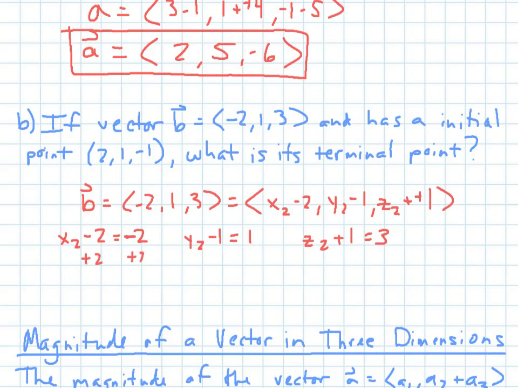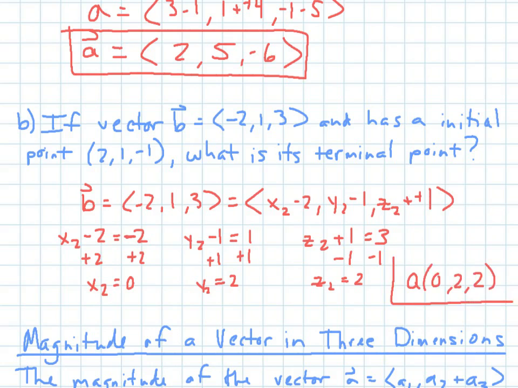If I add 2, I add 1, and I subtract 1, that gets me values of 0, 2, and 2. So my terminal point, we could say Q here, is 0, 2, 2. And that would be my answer.